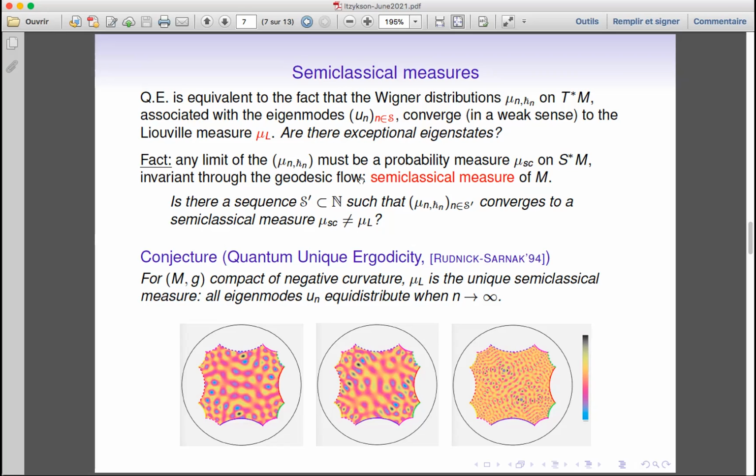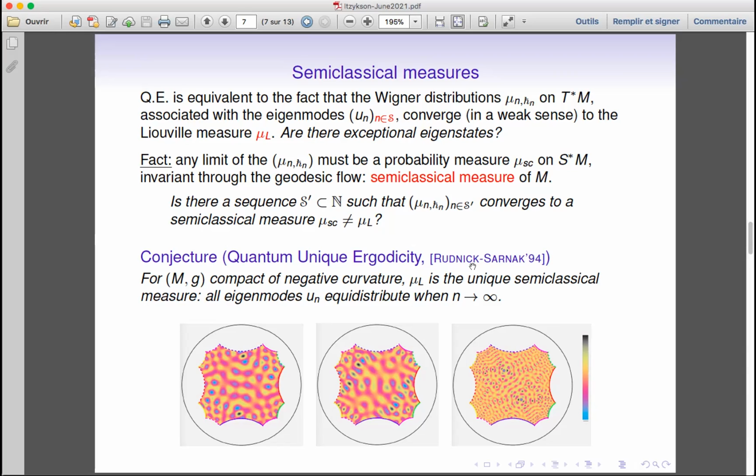Quantum ergodicity tells me that if I take this sequence here, it converges to mu L. The question is: do there exist other sequences, which are necessarily scarce, of density 0, very few eigenstates which could converge to a different limit, which means these eigenstates have different behavior? There is a conjecture expressed a long time ago by Rudnick and Sarnak, which focuses on manifolds of negative curvature. Their conjecture is that there is no exception. Because they could not pinpoint any exception, they say, well, probably there's no exception. So all eigenstates should behave like this.